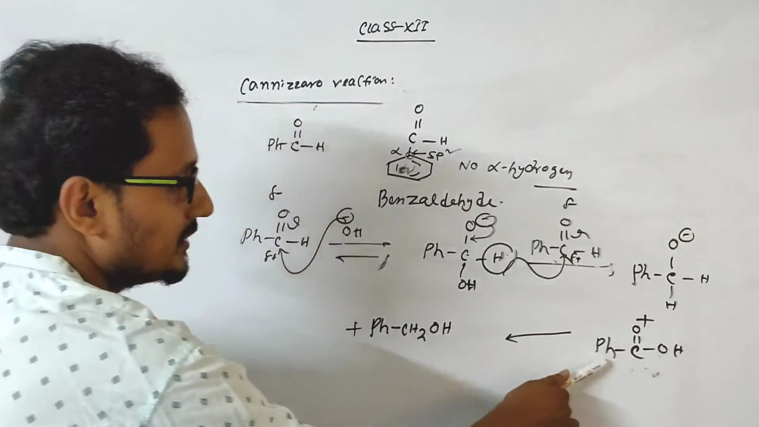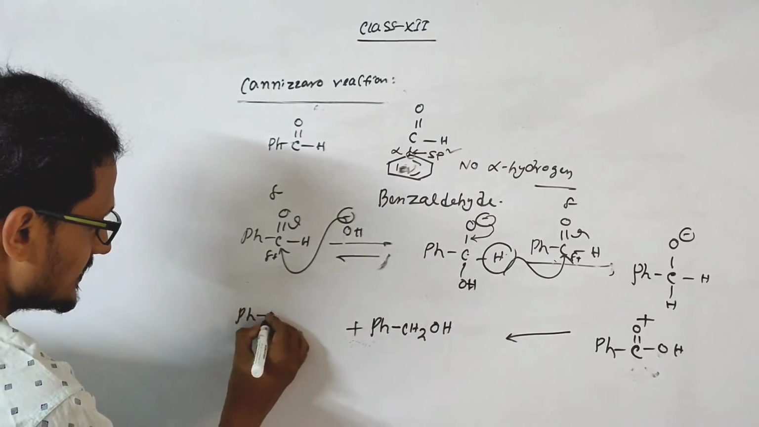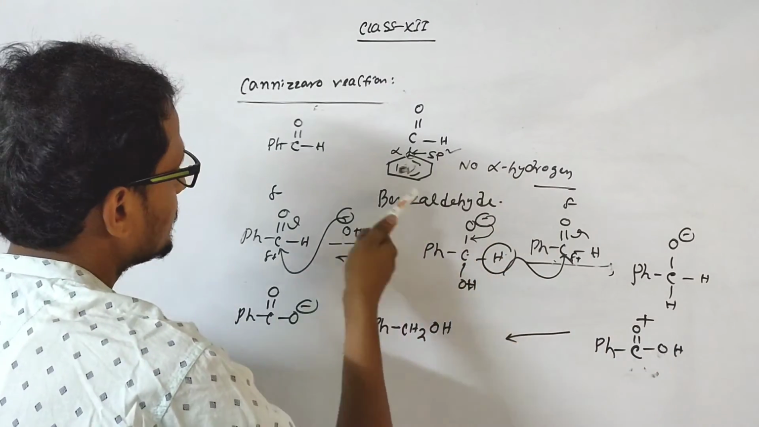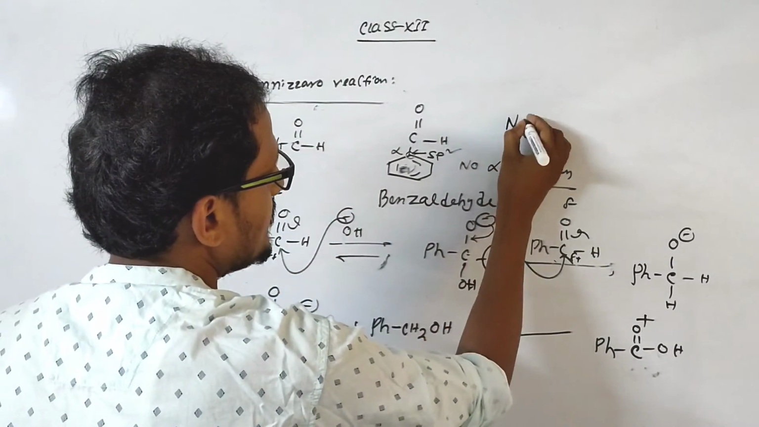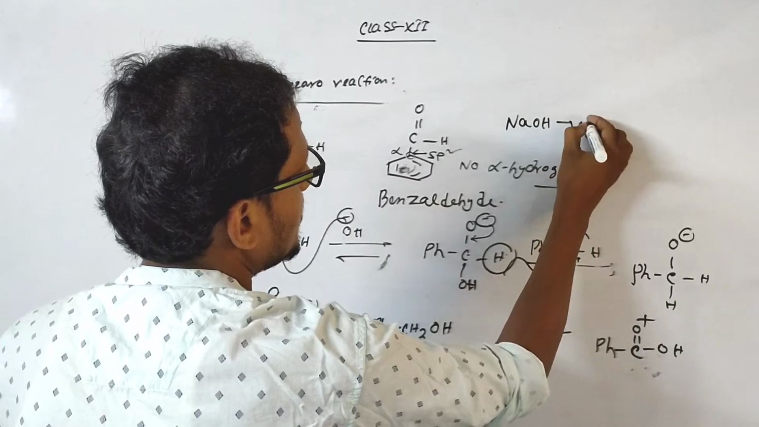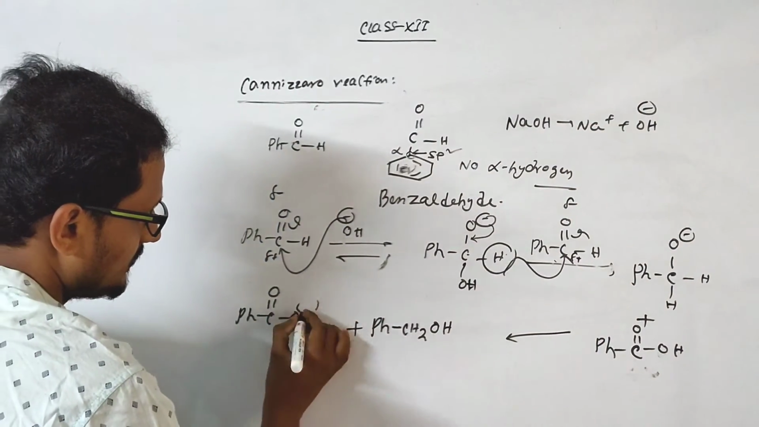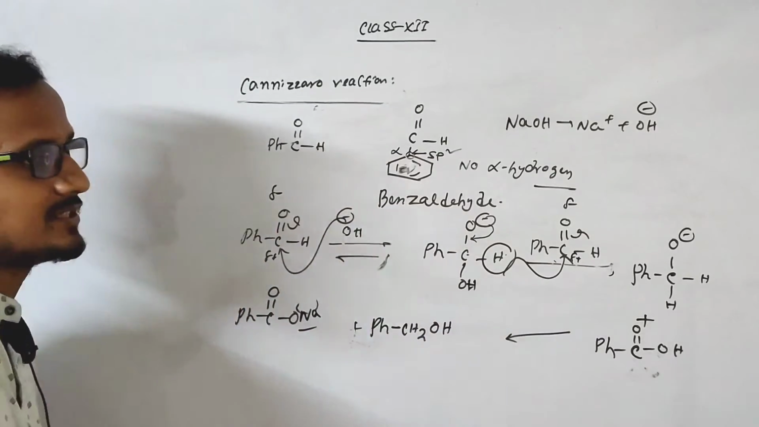benzyl alcohol. With that, here PhC double bond O minus will be there, and after that O minus will take up one sodium. That means NaOH is forming Na plus and OH minus. So here it will take up Na to form sodium benzoate. So this is the process.